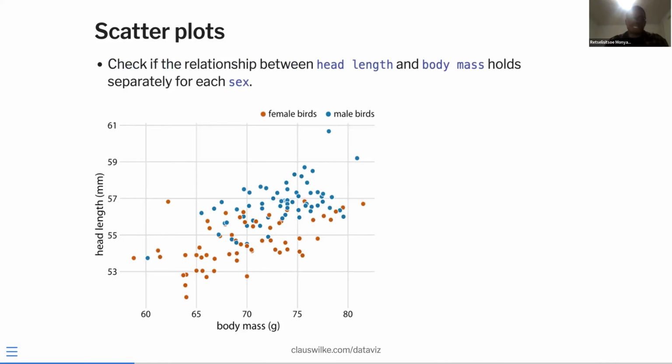But if we want to check whether the relationship between head length and body mass holds separately for each sex, we can introduce the sex of the birds. That is done by just mapping sex to color. So we've got the male birds in blue and the female birds in orange. Even though it's not super strong, you can see that generally male birds tend to have longer head length compared to the female birds.